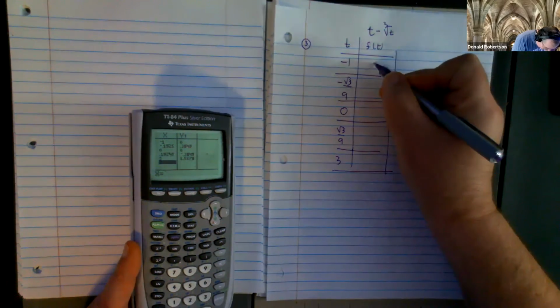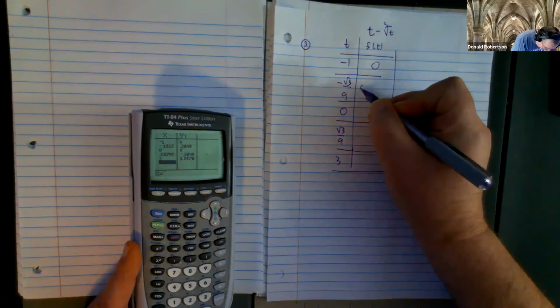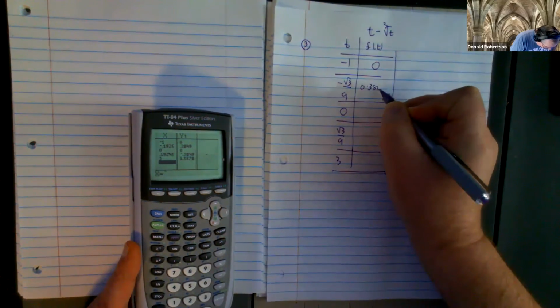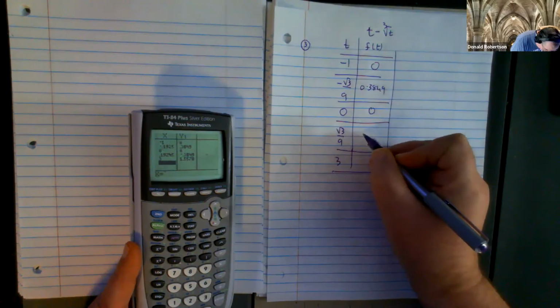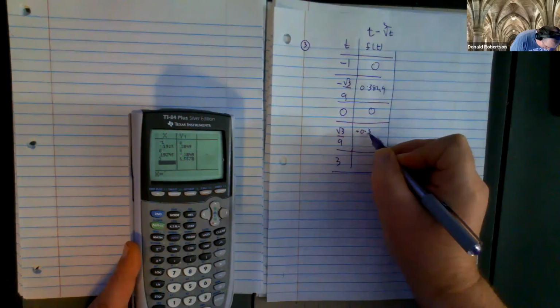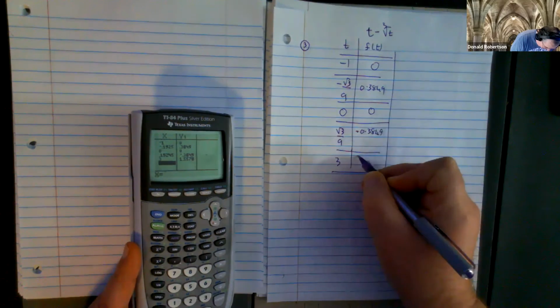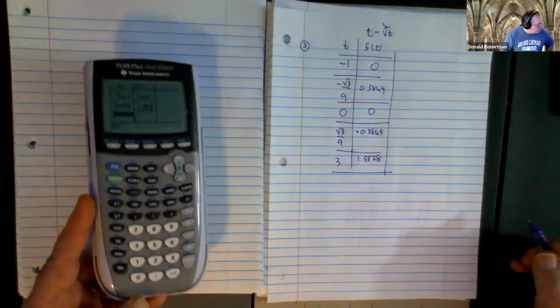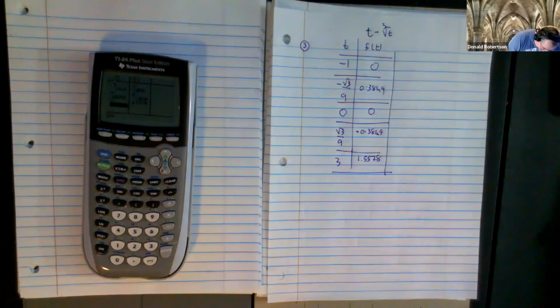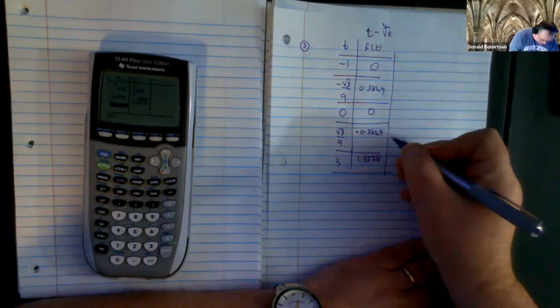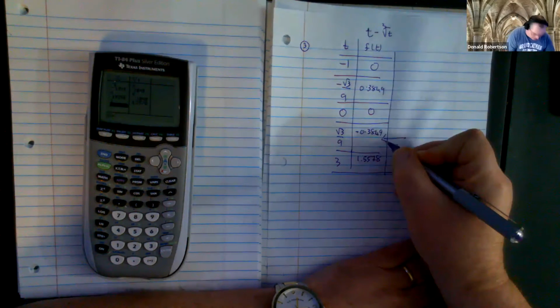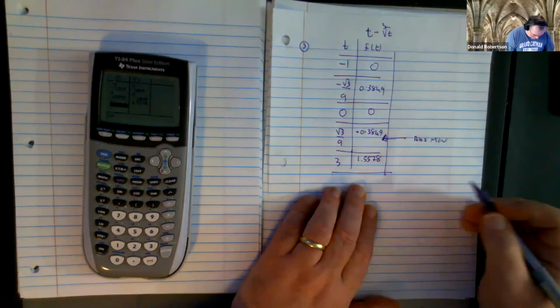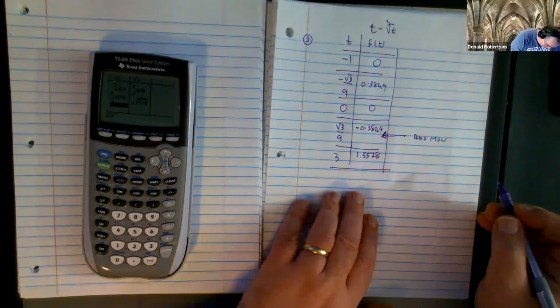So I have a 0, a 0.3849, a 0, a negative 0.3849, and a 1.5578. And let's see who the absolute minimum is. Would you agree this one here is smaller than anything else? So that's my absolute min. Where's the absolute max in this one? And it's this one.